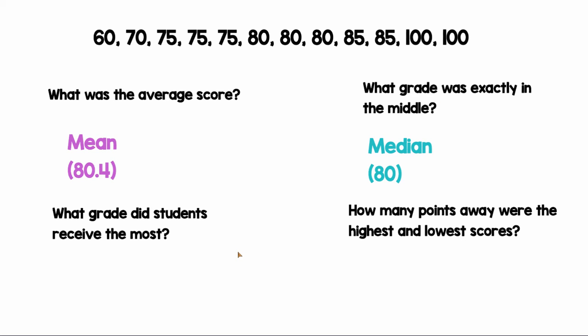You could say, well, what grade did students receive the most? When we look at our scores, we see that 75 shows up 3 times and 80 shows up 3 times. So the mode would be 75 and 80. And finally, we could say, well, how many points away were the highest and the lowest score? And that would be the range. You would subtract the lowest number from the highest number.